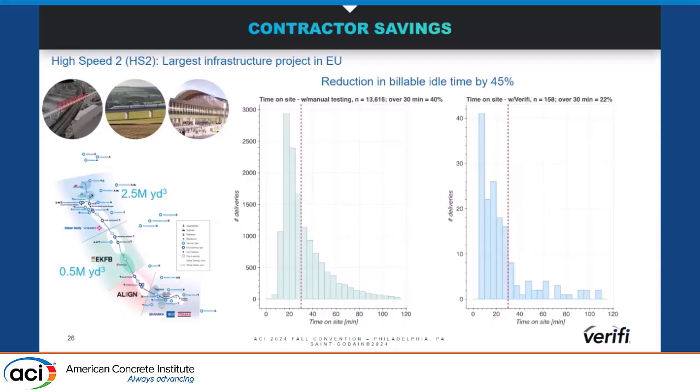So we can go through and see when they used the system to measure the slump versus when they manually measured the slump. This is 13,000 slumps, so we have a lot of slump data associated with this project. But the amount of loads over 30 minutes was 40%. Because of the high importance of this project, they tested the heck out of our system to make sure it was accurate.